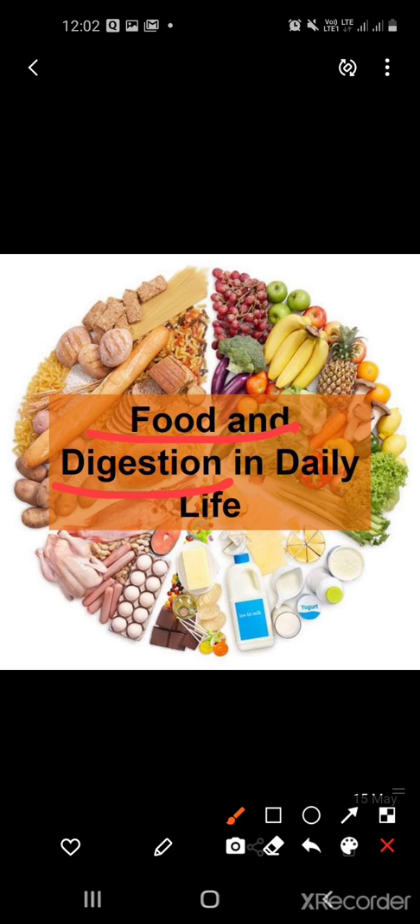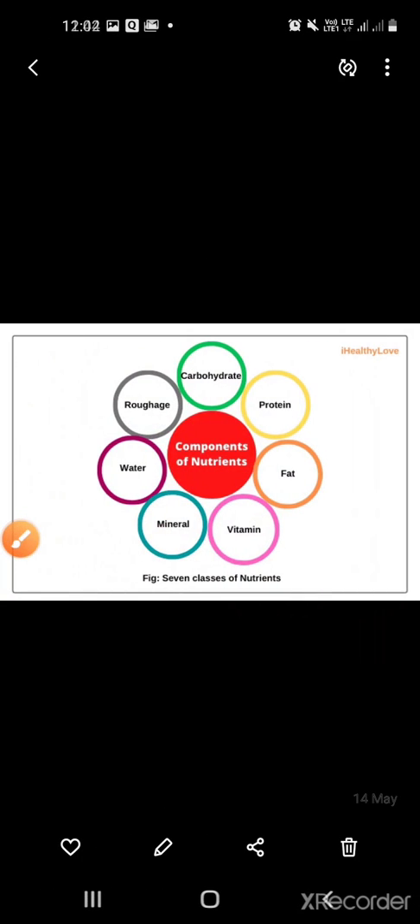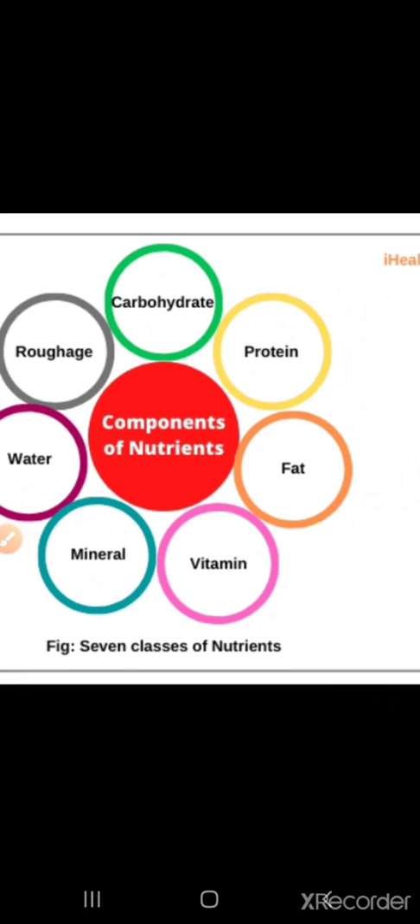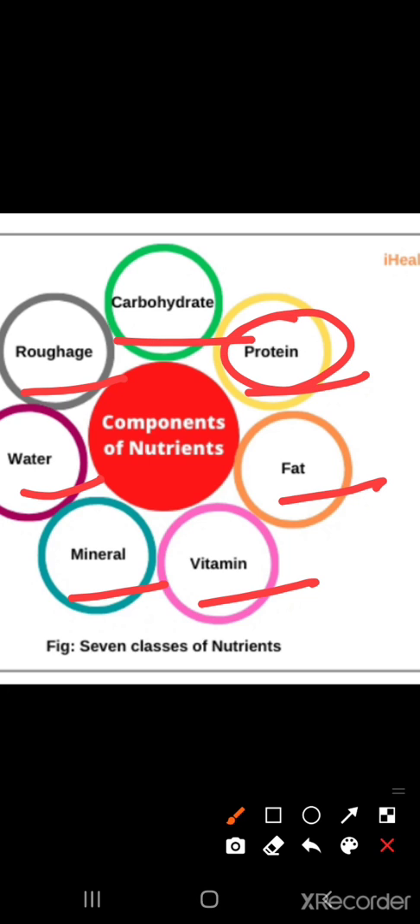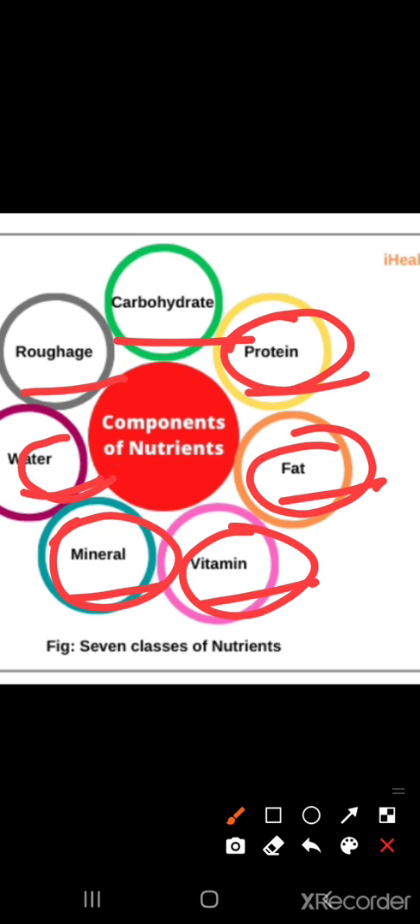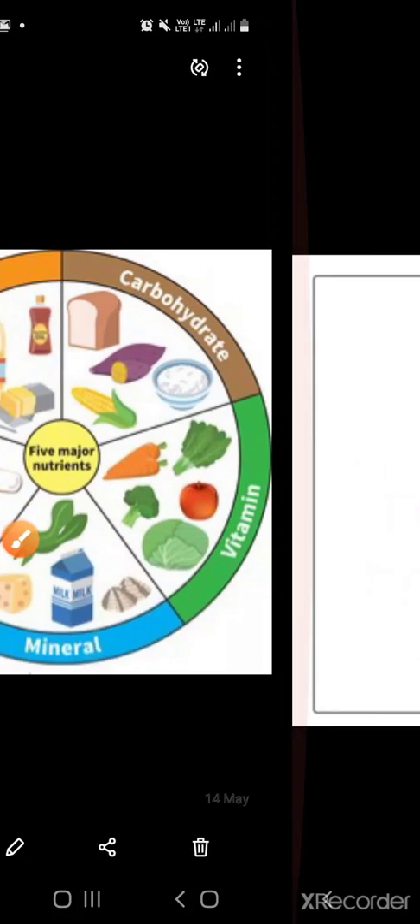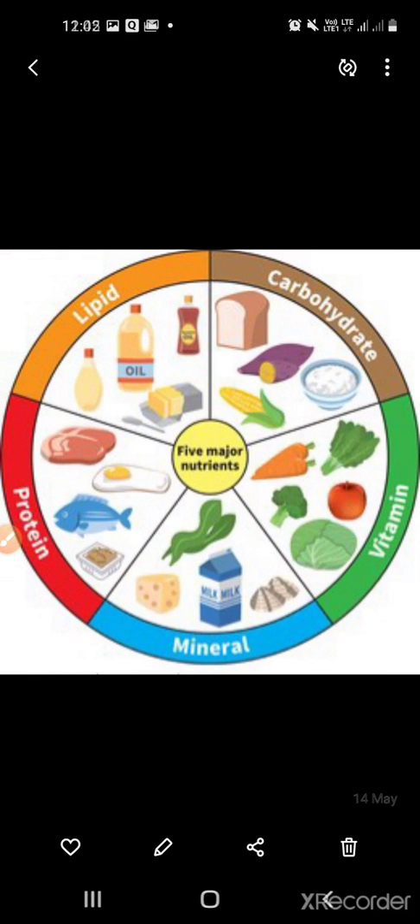Okay, so food contains different substances. Here you can see components of nutrients, right? Food contains nutrients like proteins, fats, vitamins, minerals, water, roughage and carbohydrates. So we will talk about protein, fat, vitamins, minerals and carbohydrates. Fine. So these five nutrients are very essential and very important for us. So let's talk about carbohydrate first. Fine. So here you can see carbohydrates.